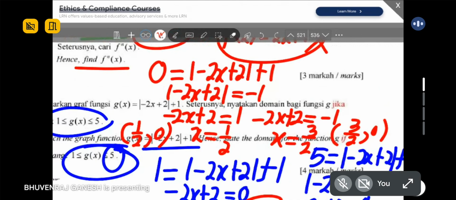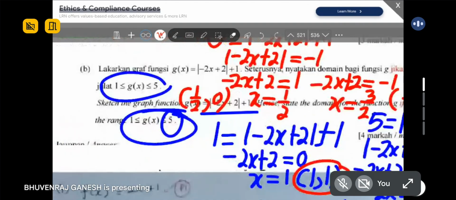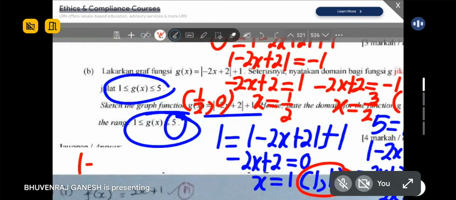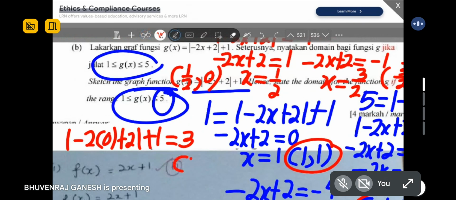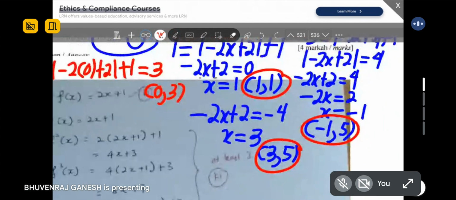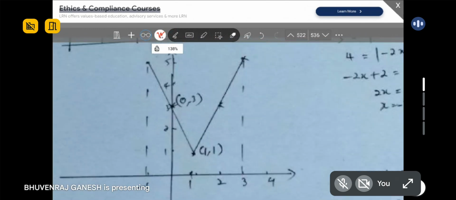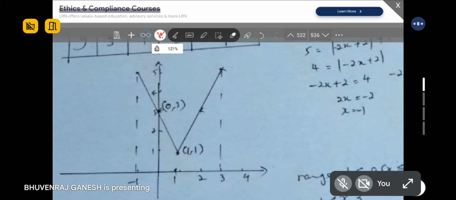You can still have one more point, which is your y-intercept, pintasan y. So y-intercept, you let the x equal to 0. So you find your gx. So you will get 3. Okay, so another point, 0, 3. Enough already. Cukup. 6 points is enough to plot your graph. Okay, so you can see your graph over here, guys. This is how it is going to look like. Can you see? Nampak?